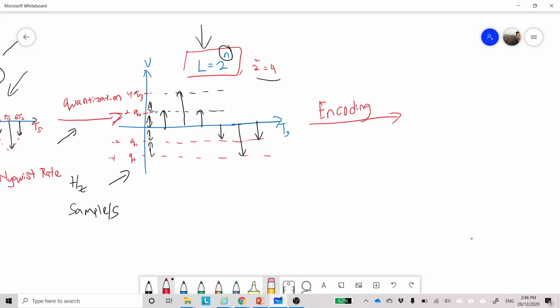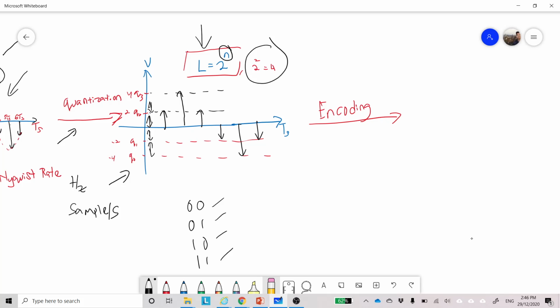Okay, so here since I am using 2 power of 2, saya gunakan 2 kuasa 2, that means saya menggunakan 2 bit dan saya ada 4 level. So what happen is that I have 4 possibility: 00, 01, 10, 11. So I have 4 options, and these options will be assigned to each quantized level.